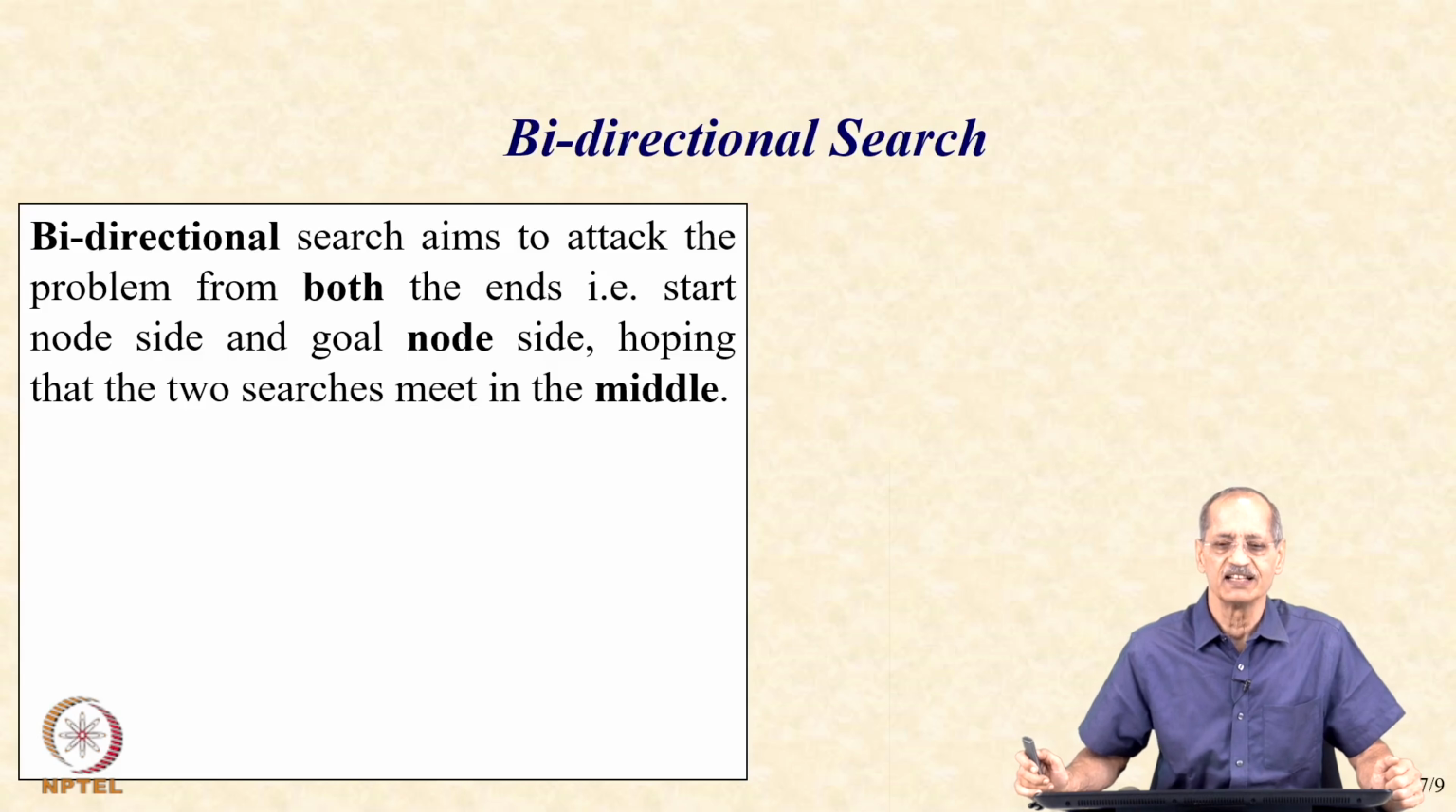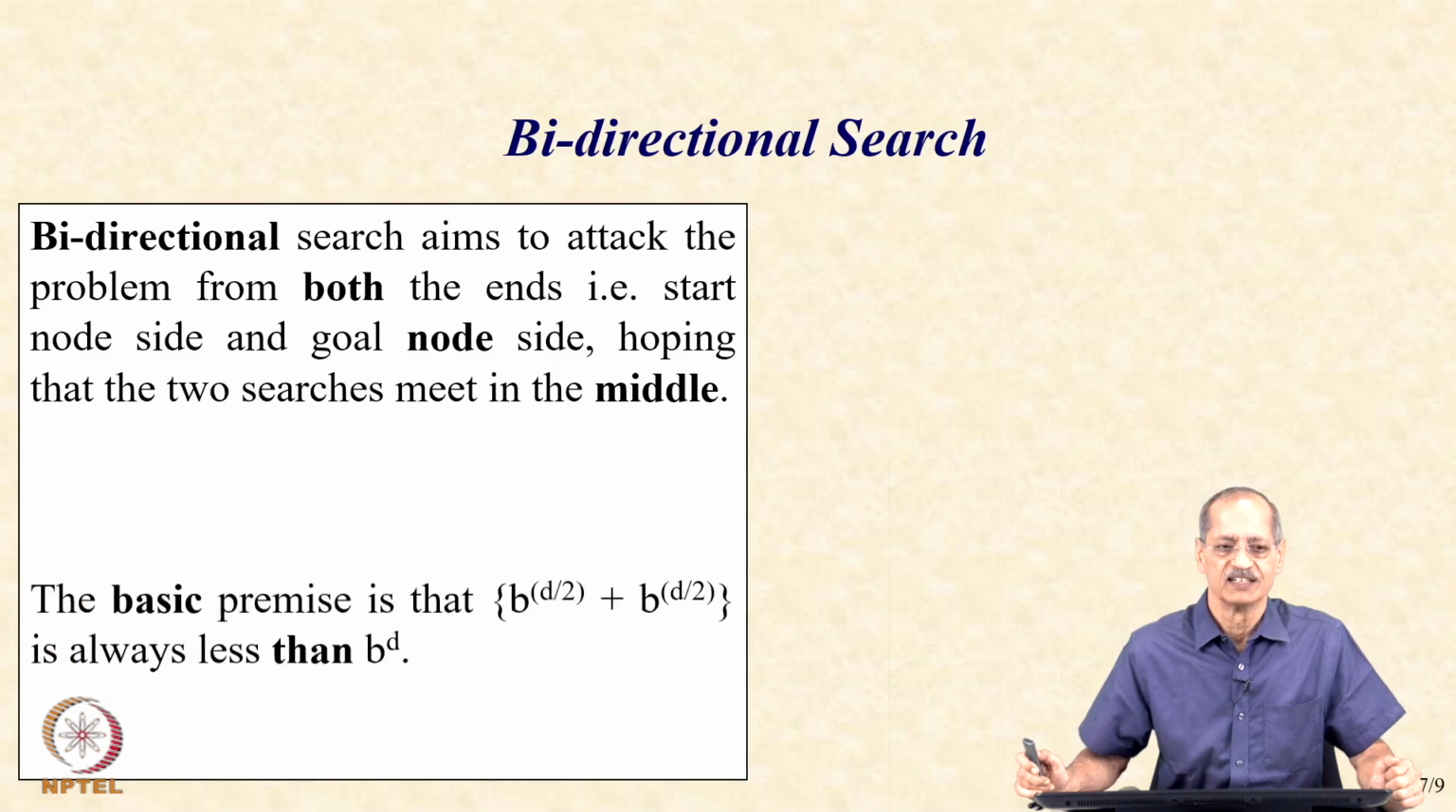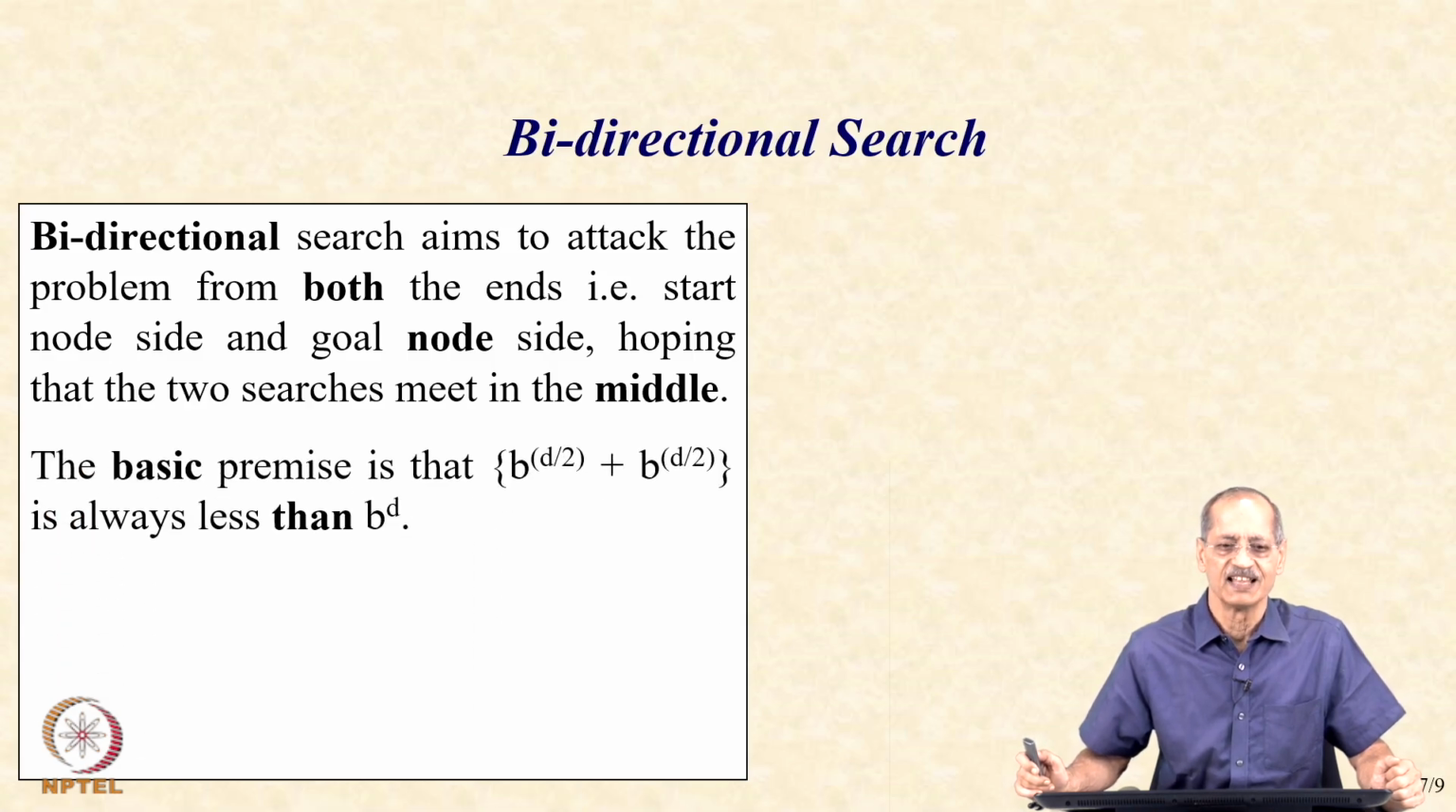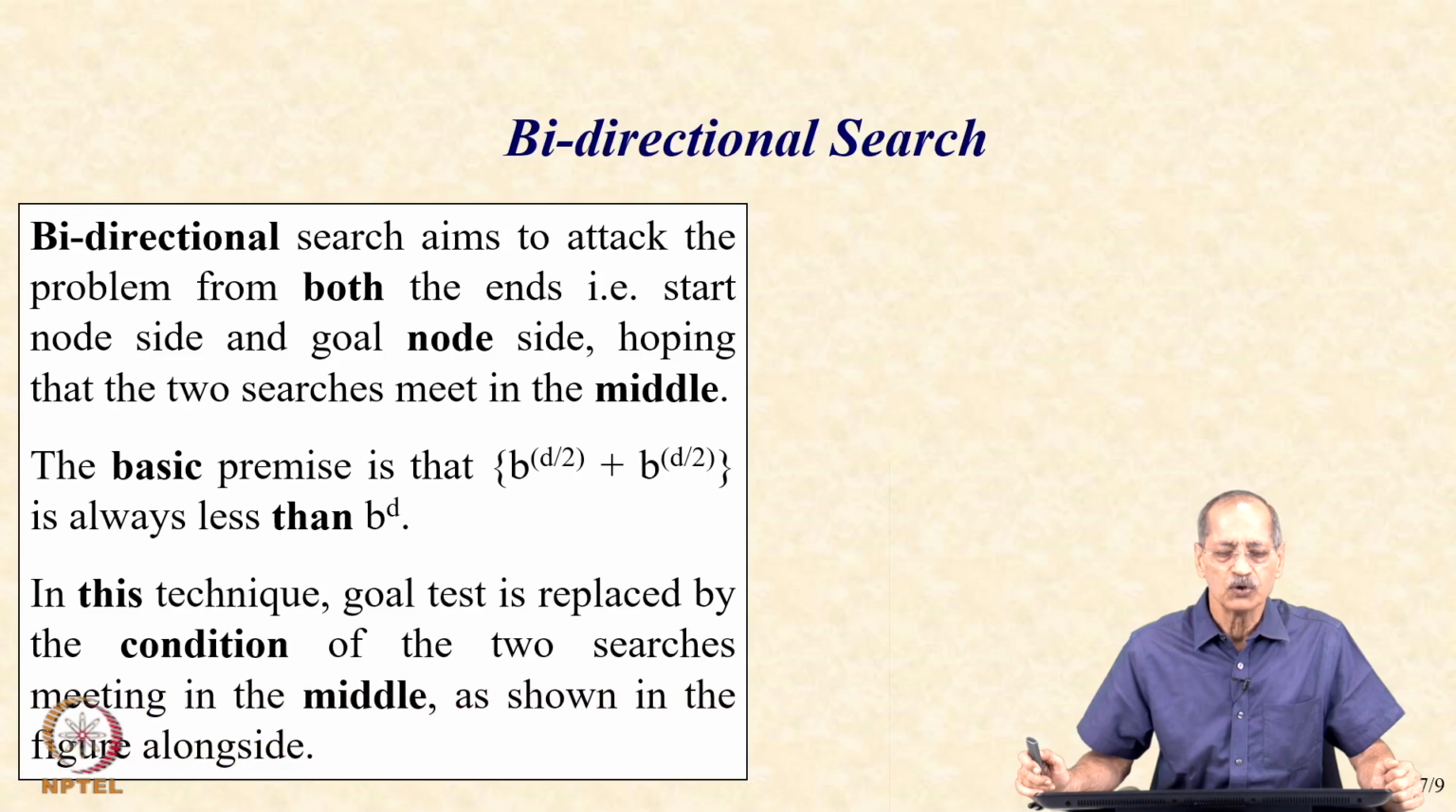So, you start creating two search domains. Now, the basic premise is that b to the power d by 2 plus b to the power d by 2, this number is always less than b to the power d. This you can numerically verify. This is the basic premise for a given problem. So, now the goal test is replaced by the condition of two searches meeting in the middle.